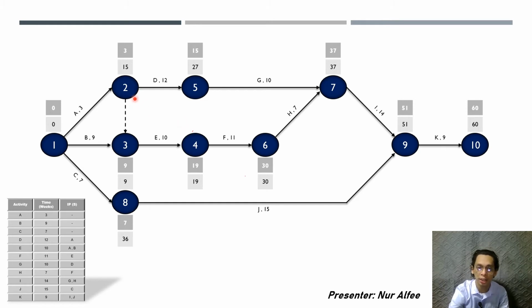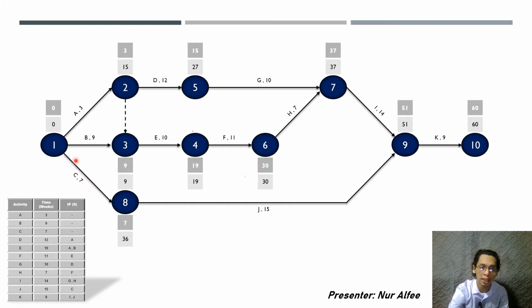So as you can see, for event 1 we have 3 connections from event 2, event 3 and event 8. So we need to choose the shortest one. We're going to deduct the event with the activities. So for activity 2 we have 15 weeks minus 3 weeks equals 12 weeks. Next is activity 3 with 9 weeks minus activity B with 9 weeks equals 0. And then event 8 with 36 weeks minus activity C with 7 weeks equals 29.